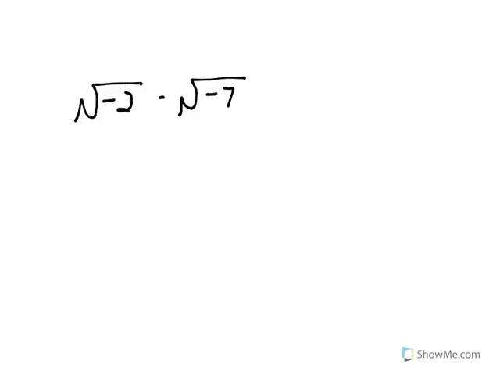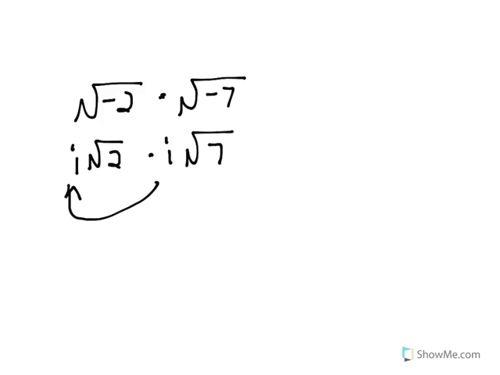When we multiply radicals that have negative numbers underneath the radical sign, we must first pull out that square root of negative 1, which remember is i. So we get i square root 2 times i square root 7. Now we can multiply them. i times i is i squared, and square root 2 times square root 7 is square root 14.